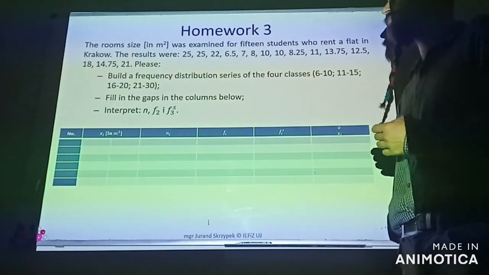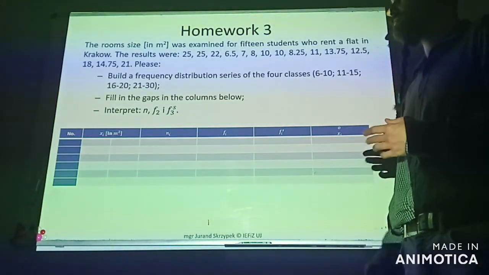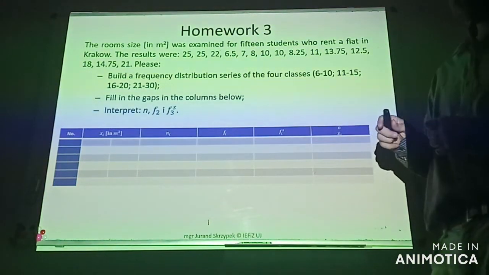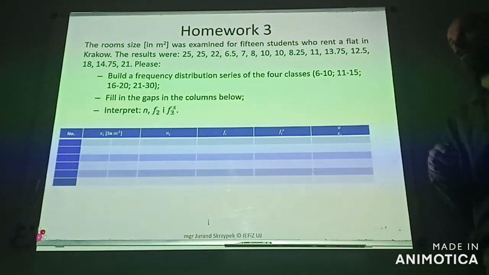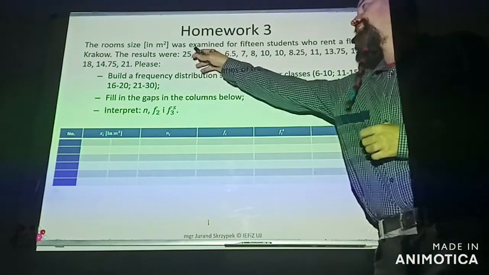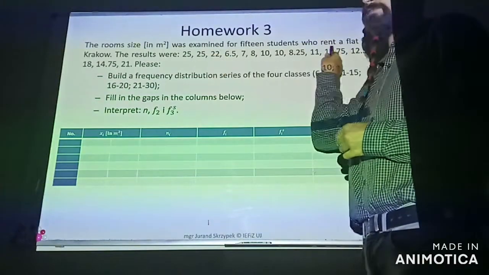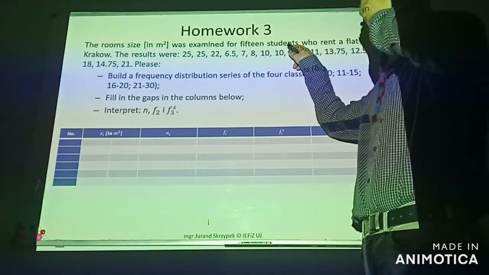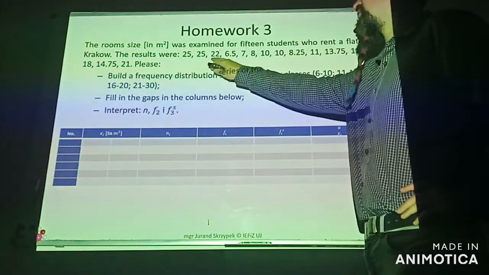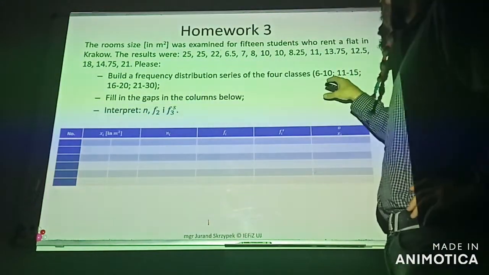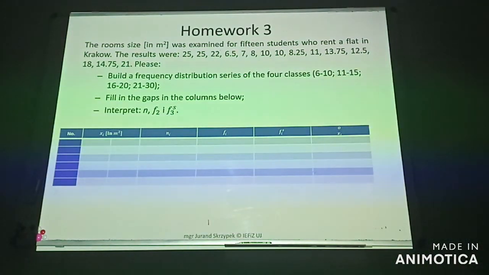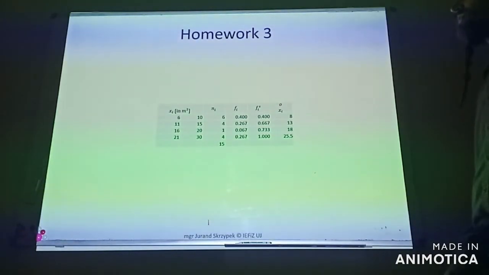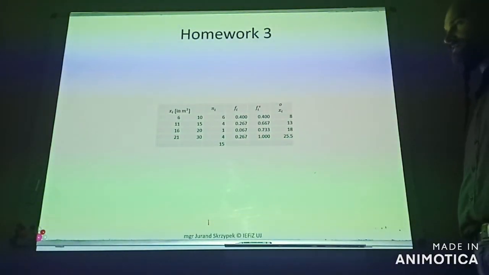And the third homework is to try to build an interval table using the data. If you have the statistical material here, try to assign these values into appropriate intervals and fill the gaps in the column. Here you also have answers.